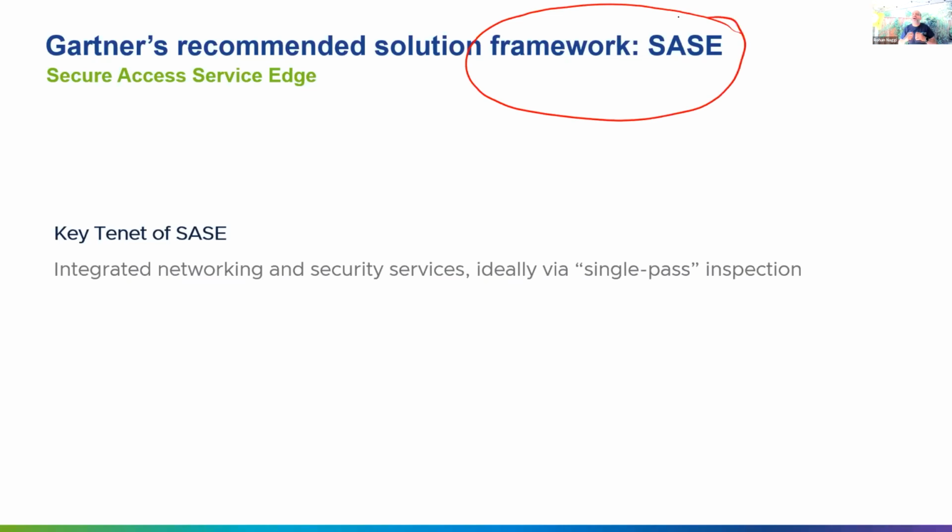So SASE is a framework for networking and security. And the key requirement is, when you're providing this bunch of technologies, it should not work in a sequence, like, okay, now the packet came, we'll apply some kind of security inspection to it, then a second security inspection, and then a third security inspection. No, that will add more latency to your traffic. What you need to remember is, single pass inspection.